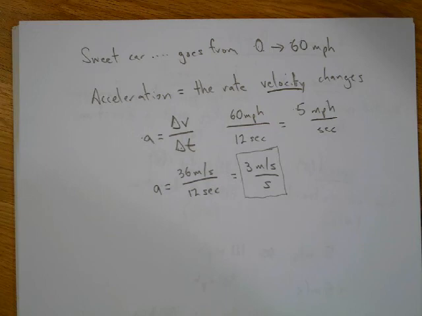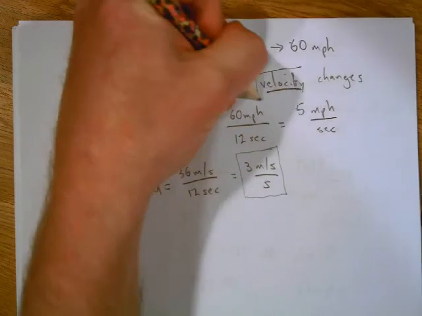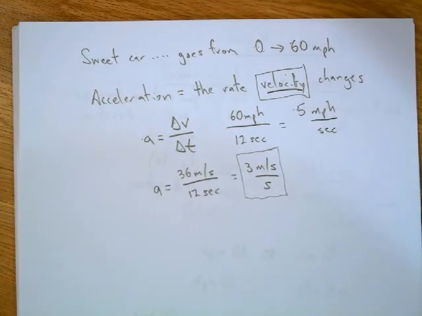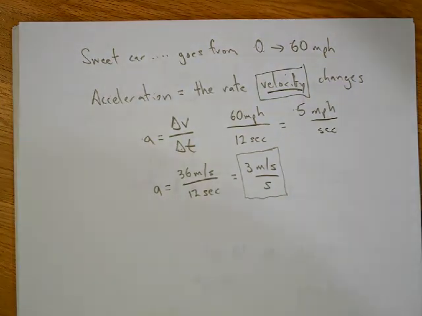Okay, hopefully you said something like, it means that your velocity is changing 3 meters per second every single second. Be careful. Do not say you're going 3 meters every single second. That's something completely, totally, utterly different, okay? That would mean that you would be traveling the same distance. In this case, you're not traveling the same distance. You are going faster and faster.